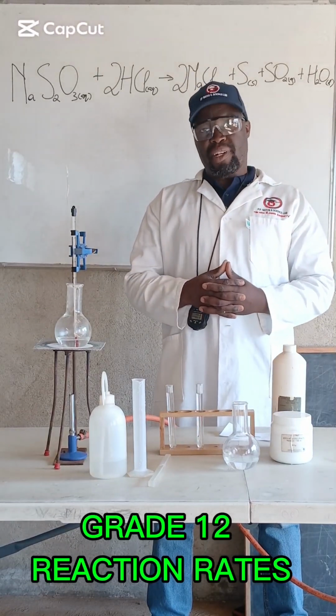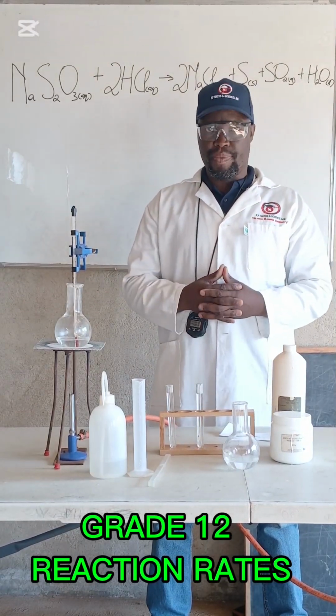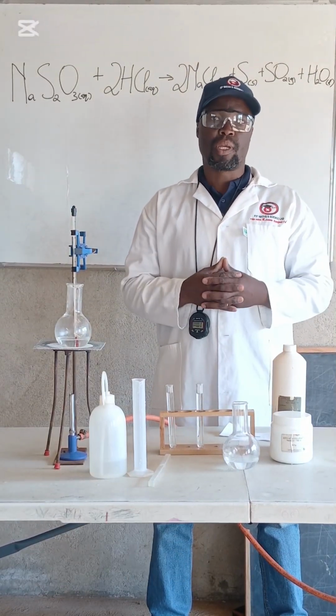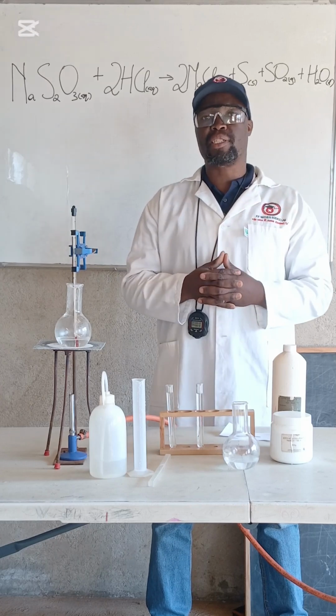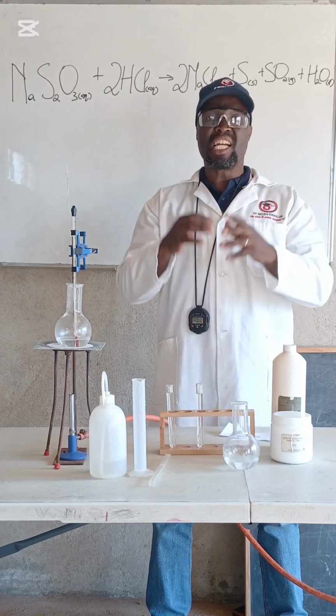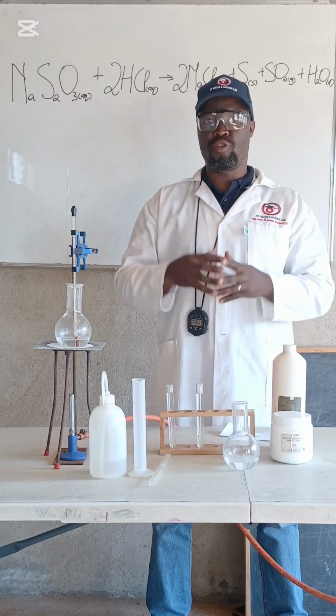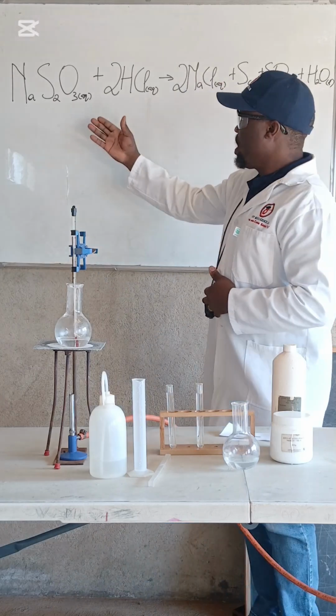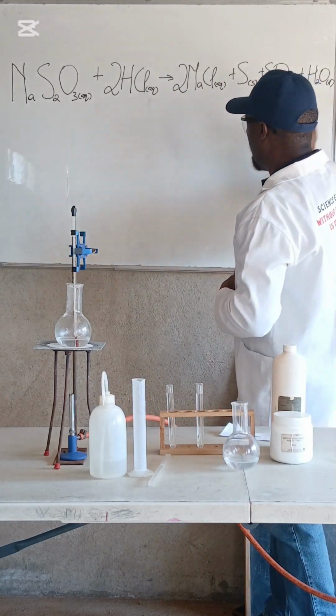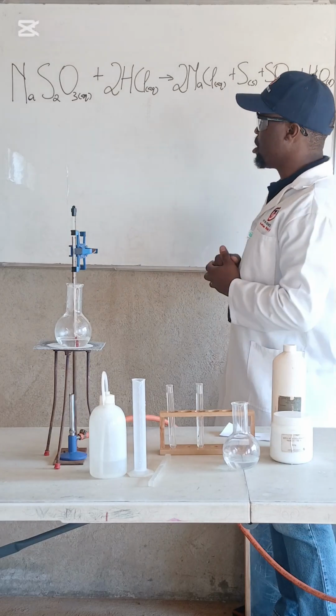What is the effect of temperature on the rate of a chemical reaction? Well, let's find out. We are going to react two chemical substances, which are sodium thiosulfate and hydrochloric acid. On the board, we have a balanced chemical equation which represents the reaction.